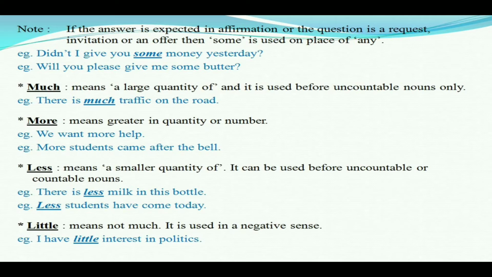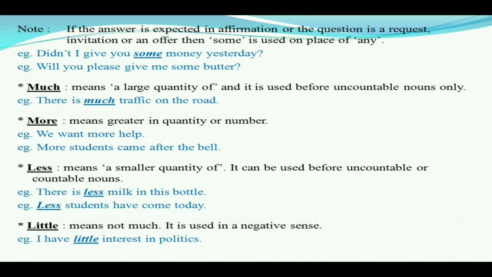Next point is much. Much means a large quantity of, and it is used before uncountable nouns only. For example, there is much traffic on the road. Now, more. It means greater in quantity or number. So, it can be used before countable or uncountable nouns. For example, we want more help, or more students came after the bell. Here, in the first example, it has been used before an uncountable noun, whereas in the second example, it has been used before a plural noun.